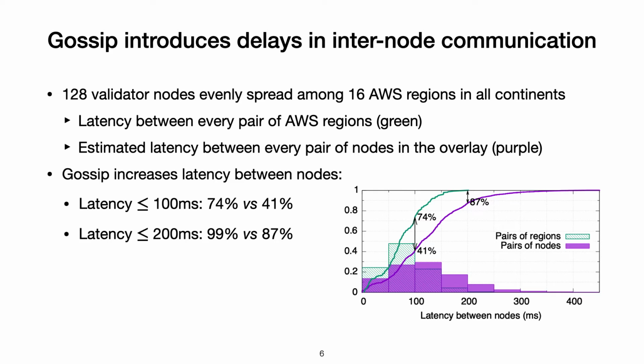We could then measure the impact of gossip on the latency between nodes. For example, while 74% of the regions are below 100 milliseconds from each other, only 41% of the nodes are within 100 milliseconds from each other, 30% less. And while essentially all zones are within 200 milliseconds from each other, 30% of the nodes need more than 200 milliseconds to interact.